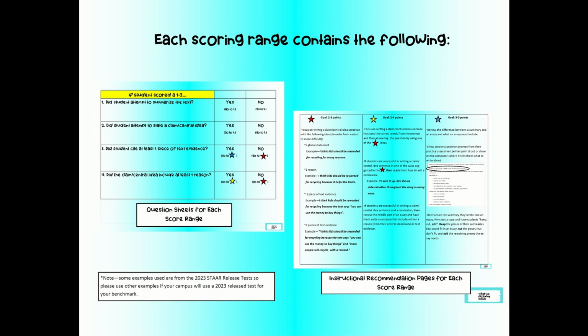The if is a series of 4 questions. Start at question 1 and go down until you end up on a STAR recommendation. Those are color-coded stars, a red star recommendation, a yellow star recommendation, and a blue star recommendation. Then take that color, go over to the instructional recommendation page, match it to the appropriate column, and there are your recommendations of what students need to do next on their essay in order to be more successful than their last.